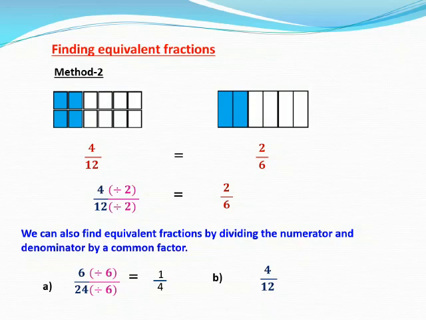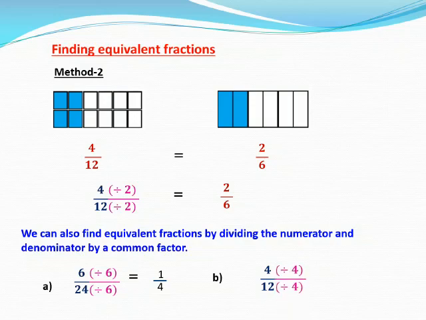4 by 12. Here also find a common factor for 4 and 12. Both 4 and 12 are even numbers. So 2 is a common factor. Any other common factor? Yes. We can see that 4 is divisible by 4. 12 is also divisible by 4. So 4 is also a common factor of 4 and 12. We got two common factors, 2 and 4. When we divide, we can divide either by 2 or by 4.